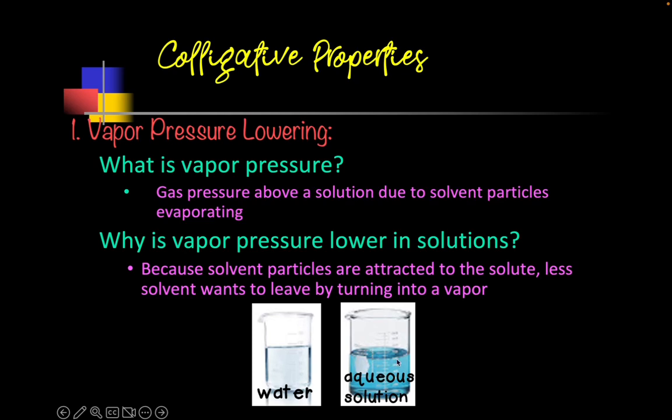This means that if you're trying to boil a solution, which means you have to have enough vapor pressure to push through the atmospheric pressure, it's going to take more energy. And we're going to talk about that later. All right, vapor pressure lowering. That's our first colligative property.